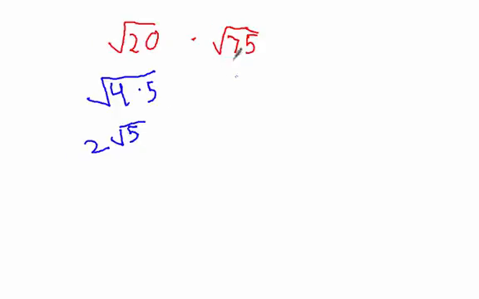Looking at 75, can I think of any perfect squares that go into 75? Well, I end up getting 75 is 25 times 3. 25 is a perfect square. Square root of 25 is 5. So I get 5 times the square root of 3. The square root of 5 can't be simplified anymore. Square root of 3 can't be simplified anymore.